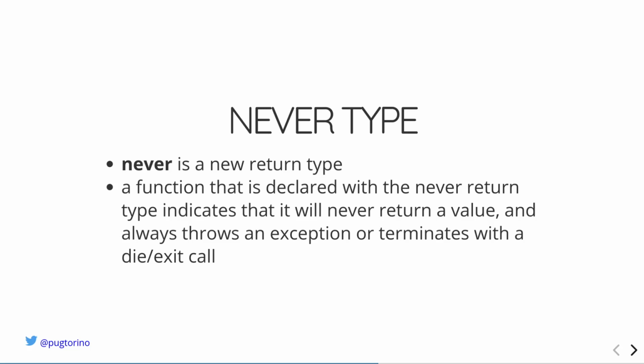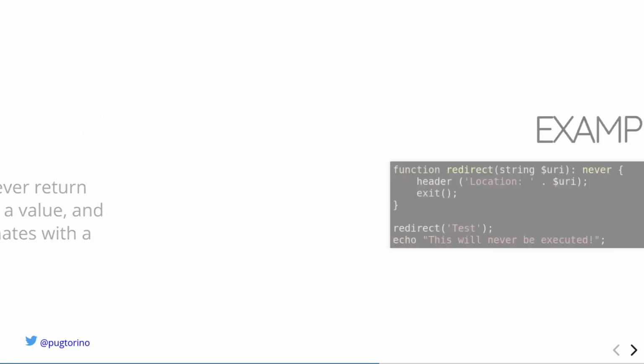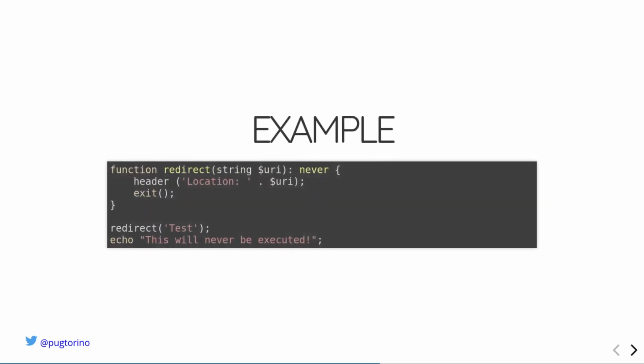So basically, if you specify in a function the return value never, the function must terminate. That means you have to write exit or die in the function, or even throw an exception. So that means this function will halt the execution of the PHP script. An example, because it sounds interesting but also a little bit strange.